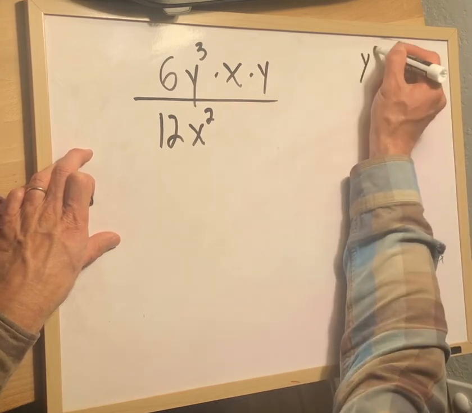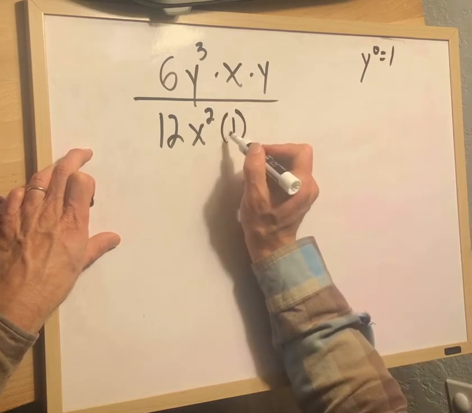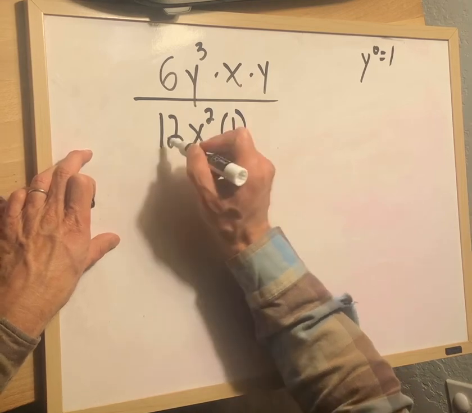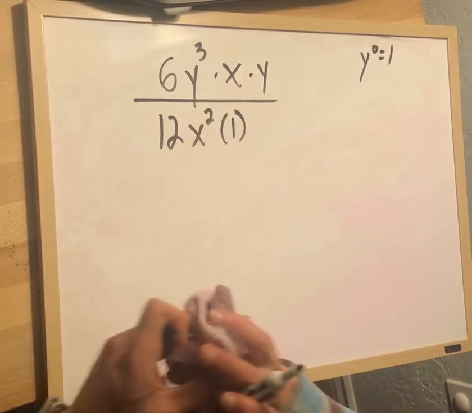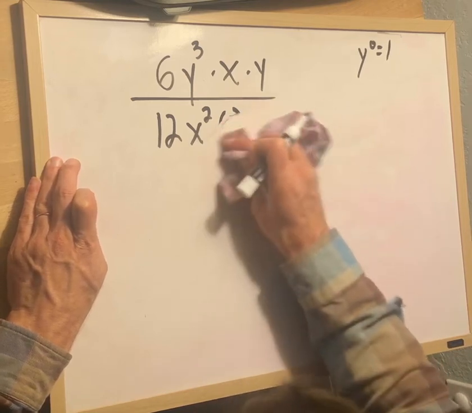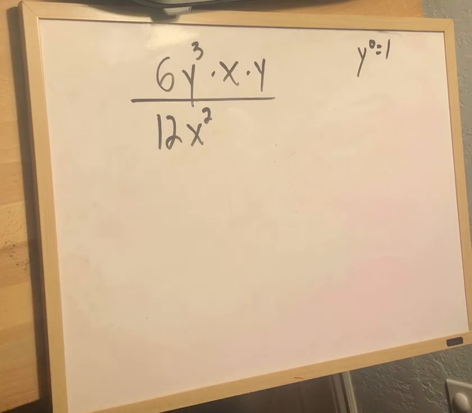Y to the 0 is equal to 1. So technically it's times 1. This y to the 0 is replaced with a 1. But 1 times 12x squared is just 12x squared. So conceptually, whenever you have anything raised to the 0th power, you can just get rid of it. You don't need it because it's just multiplied by 1.